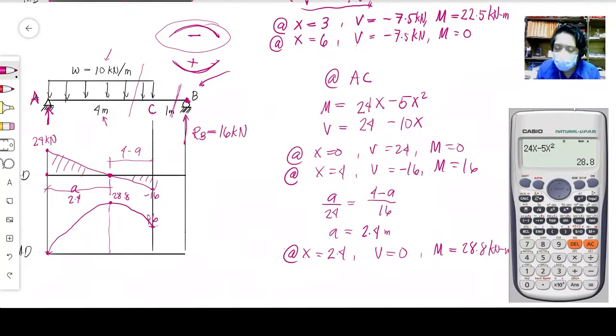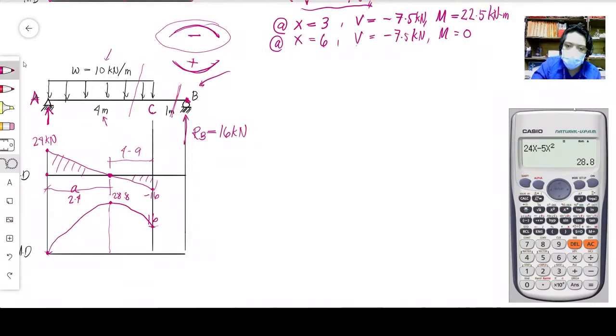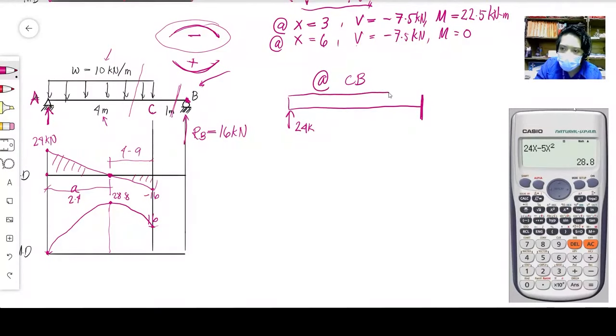Okay, so that's it. Now let's go to segment CB. At segment CB, or BC, we pass a cutting plane, and this is the left segment. We have here the 24 kilonewton and the uniformly distributed load. This distance is 4 and this distance is x. The magnitude is 10 kilonewton per meter. You have your shear and here the moment.